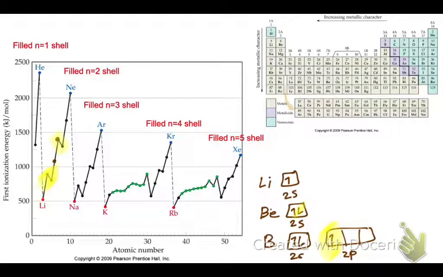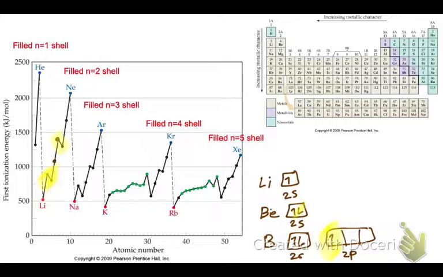It turned out that removing this electron from boron is much easier than removing this electron from beryllium. Why? Because remember how beryllium had that full 2s orbital, which provides some special stability. So when I remove that electron, it disturbs the stability, and it's going to cost me higher energy than removing the first electron from boron. So these are the exceptions that we have to deal with.